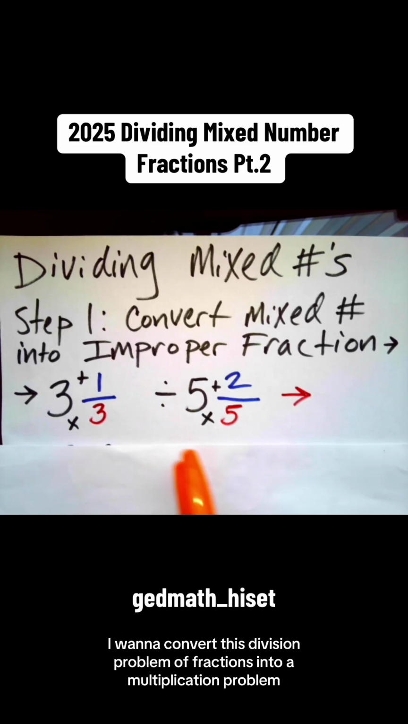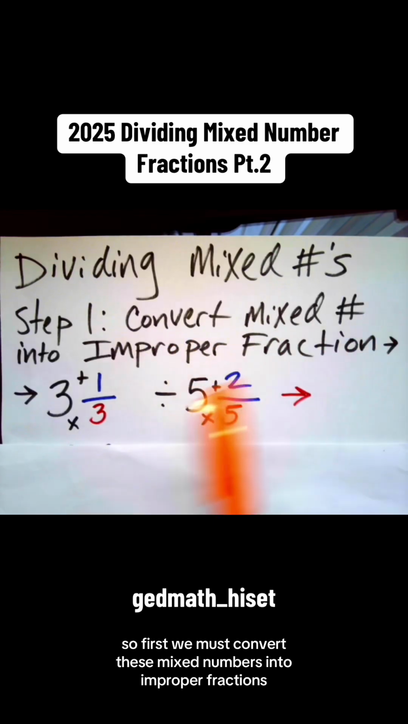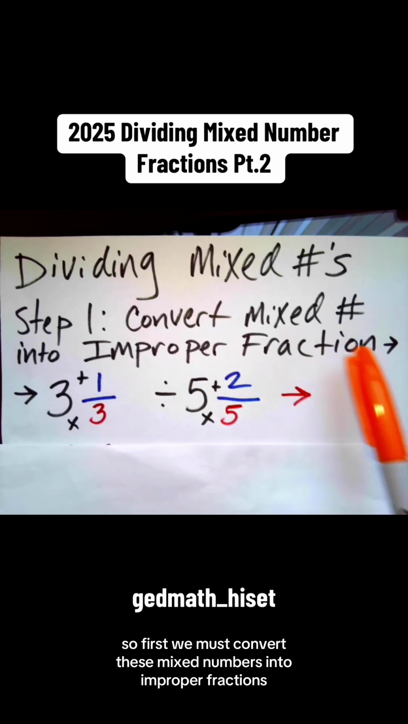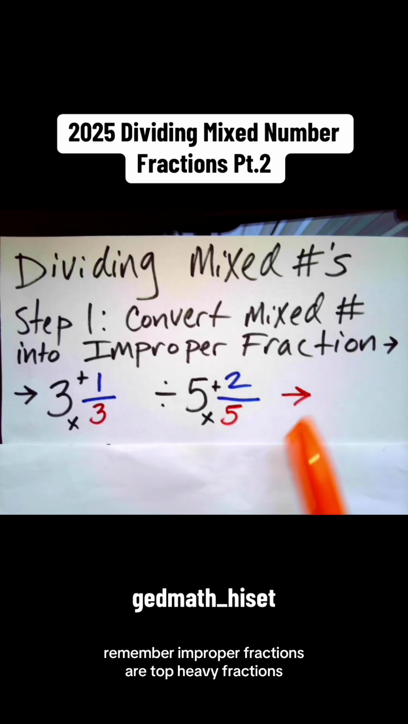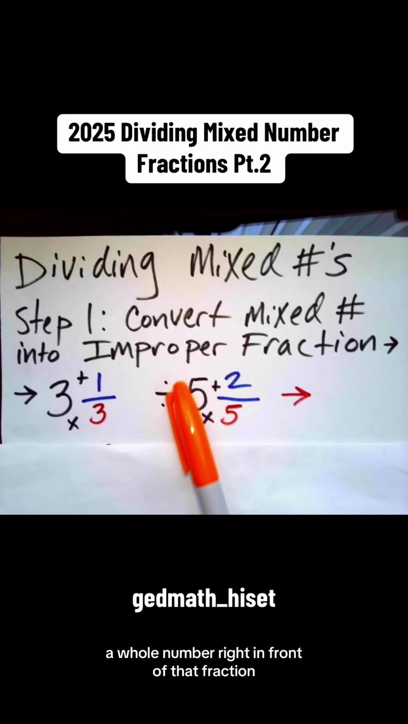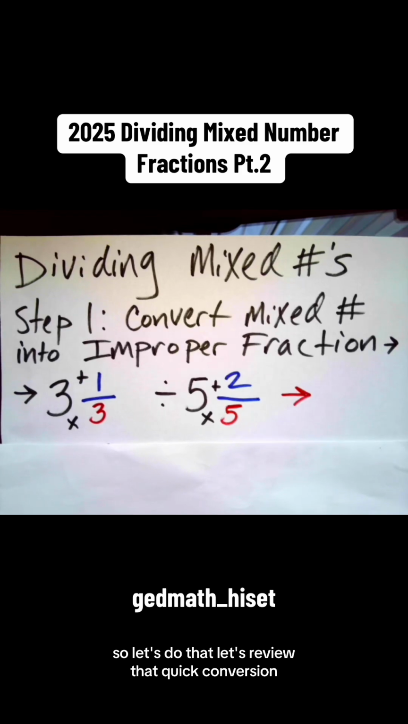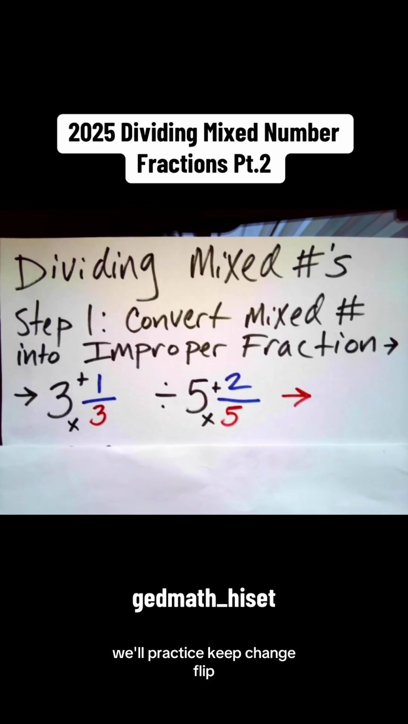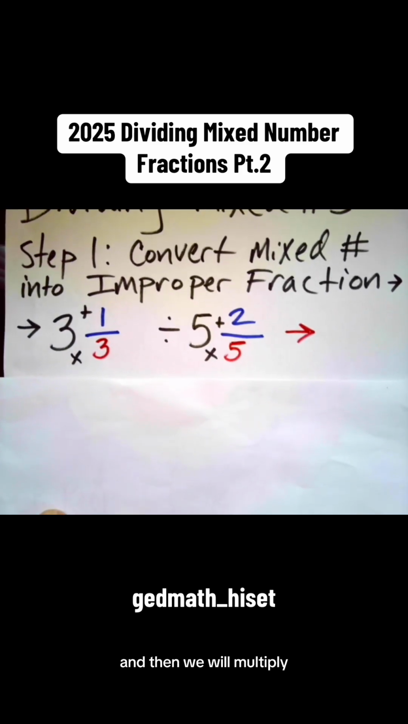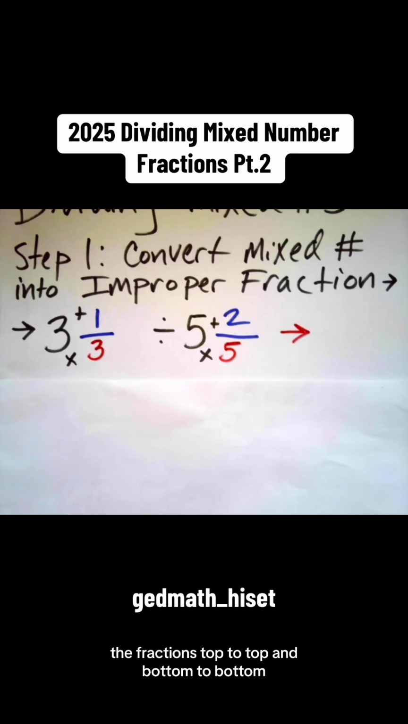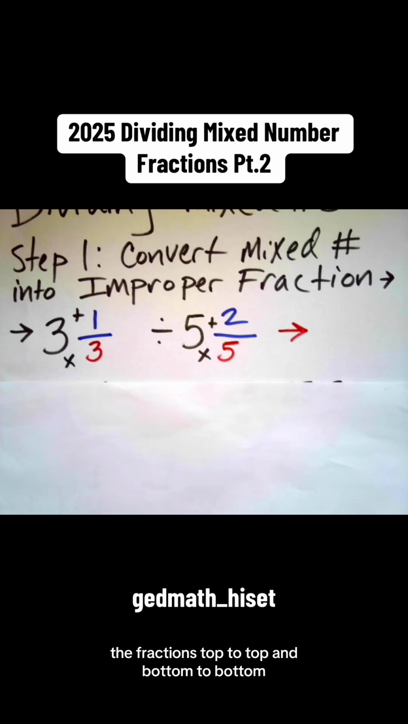I want to convert this division problem of fractions into a multiplication problem. So first we must convert these mixed numbers into improper fractions. Remember, improper fractions are top-heavy fractions. Mixed numbers have a constant or whole number right in front of the fraction. So let's review that quick conversion. We'll practice keep, change, flip, and then we will multiply the fractions top to top and bottom to bottom.